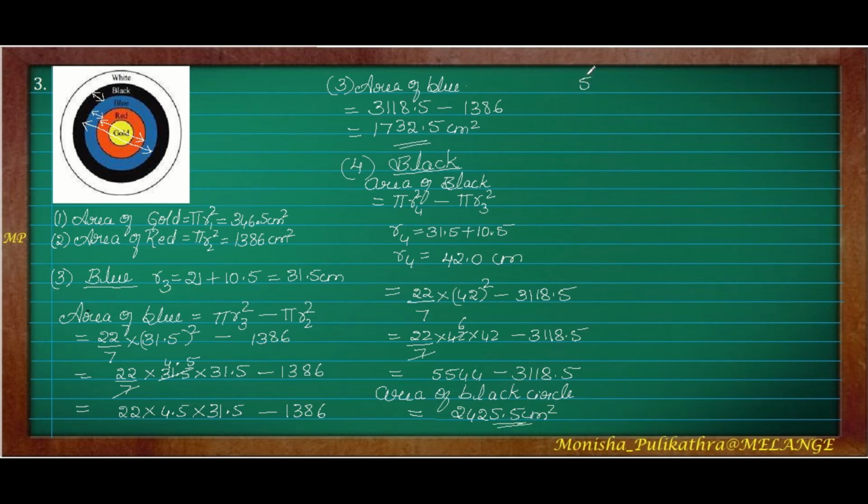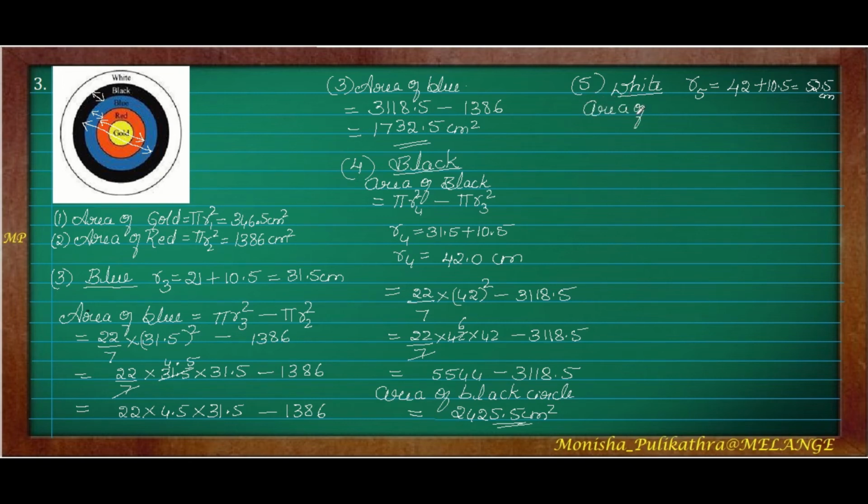So one more circle we need to find out, that is the fifth part, the white part. So that is the area of the white circle. The previous radius was 42, that is R4, and here R5 is 42 centimeter plus 10.5 centimeter width, that is 52.5 centimeter is the radius.